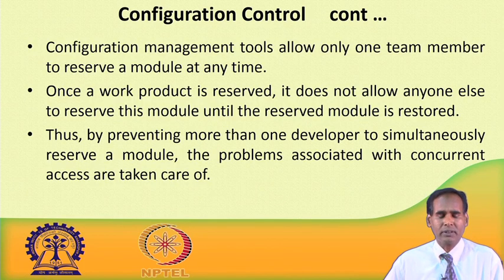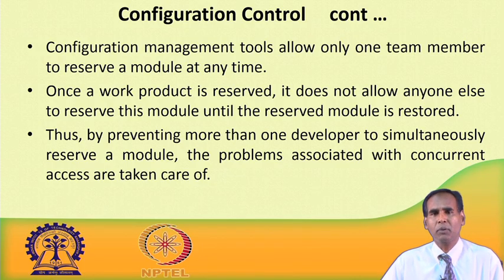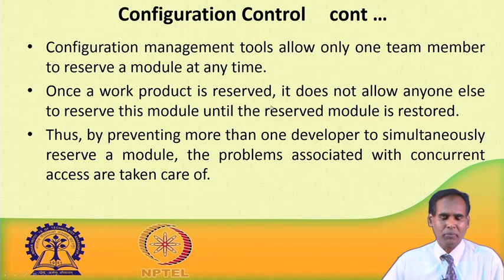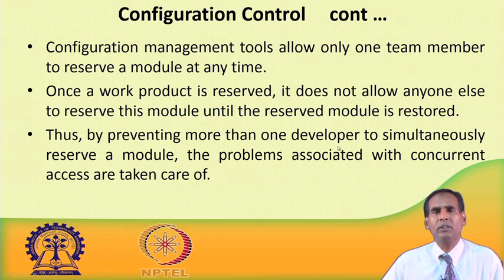So, this is how the configuration control process takes place, by using the two important operations, reserve and restore. I have explained here that the configuration management tools allow only one team member to reserve a module at any time. Because we have already seen the problem of concurrent access, it will not allow more than one person at a time to do the reserve. Once that work product is reserved, it does not allow anybody else to reserve the same module until it is restored. In this way the tool can prevent more than one developer from simultaneously reserving a module. Thus, the problems associated with concurrent access can be taken care of.